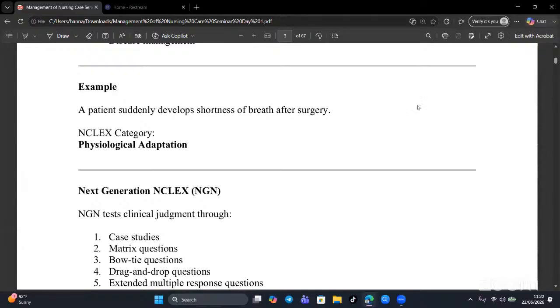Then some other examples. Example, a patient suddenly develops shortness of breath after surgery. So this is a physiological adaptation issue.